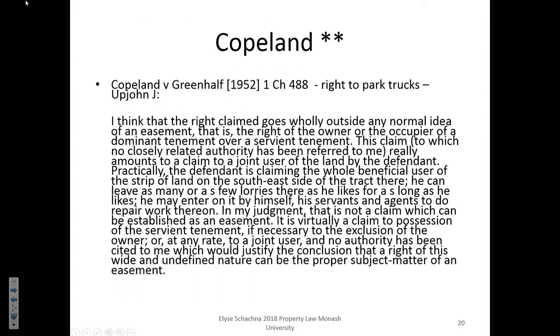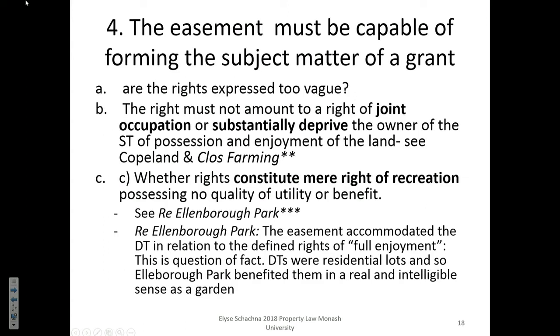So we can get from this case that any right which is alleged to be an easement, if it's taking away the rights from the ST, is not forming the subject matter of the grant. Okay, so the right, if we look at B here, the right must not amount to a right of joint occupation or substantially deprive the owner of the ST. If we're looking at that sort of instance, then we have to question, maybe is it a license? Is it a lease? What could it be? But it can't be an easement, okay? If you're literally putting a car on the property and not moving it, it cannot be an easement.